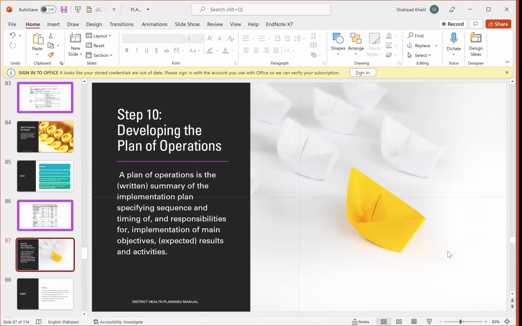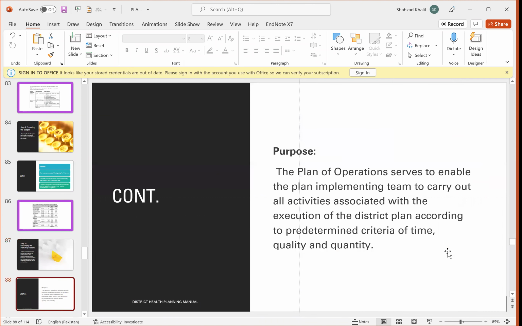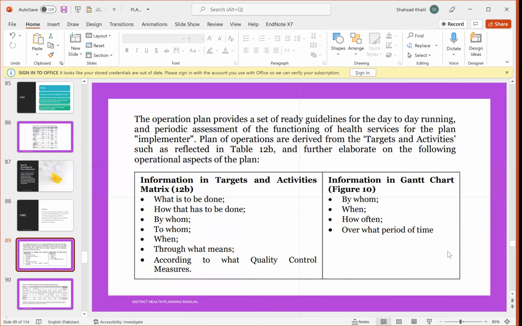Developing the plan of operation. The plan of operation is a written summary of the implementation plan, specifying sequences and timing of responsibility for implementation of main objectives, expected results, and activities. The purpose is to enable the plan implementing team to carry out all activities associated with the execution of the district plan according to predetermined criteria of time, quality, and quantity. You can see the operation plan provides a set of guidelines.